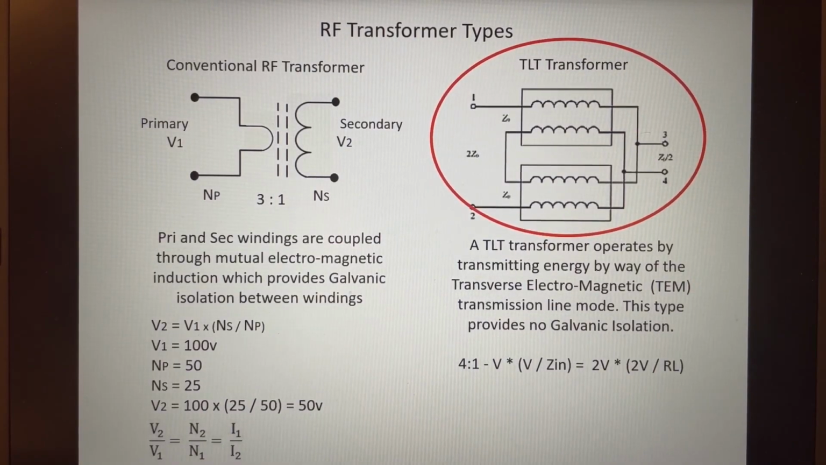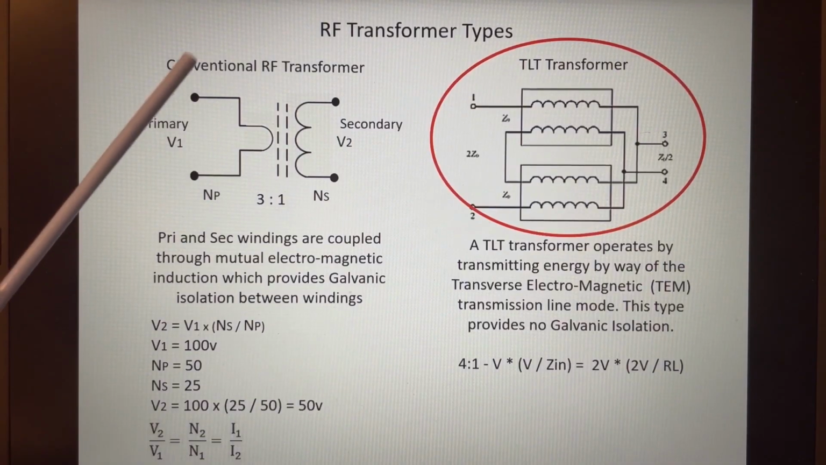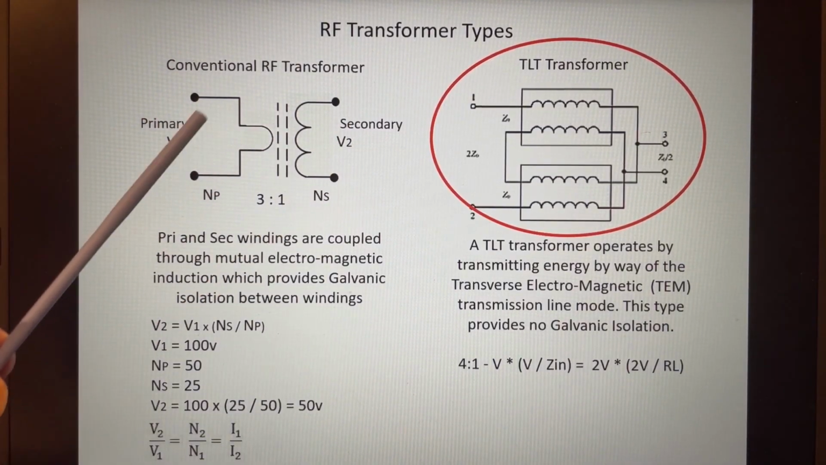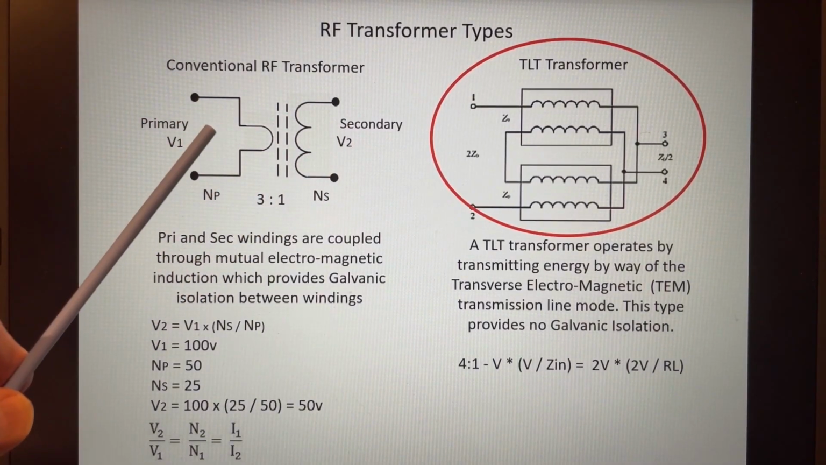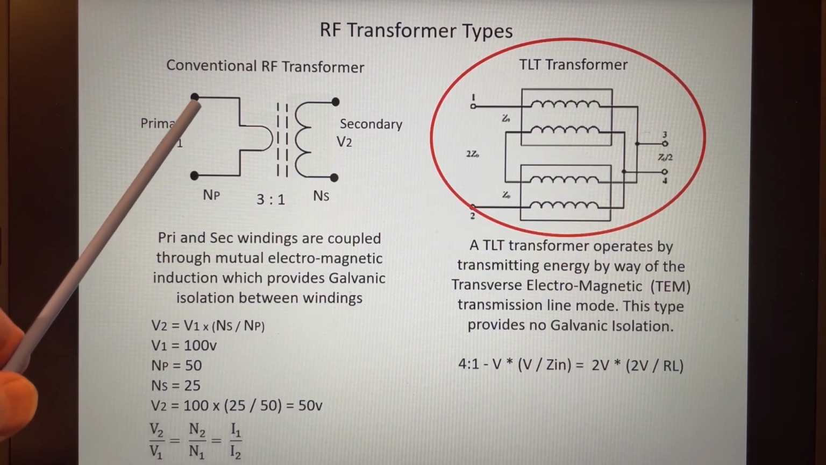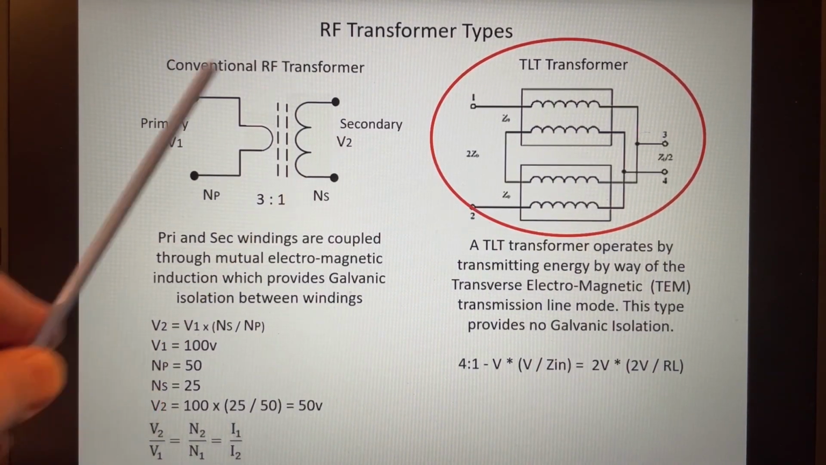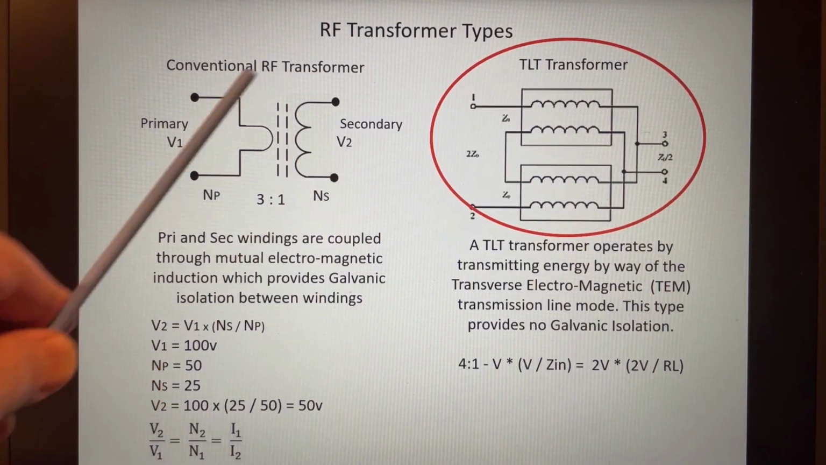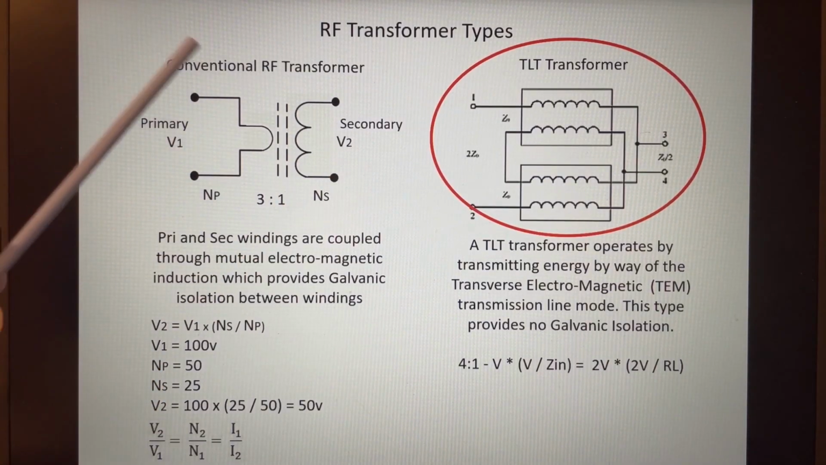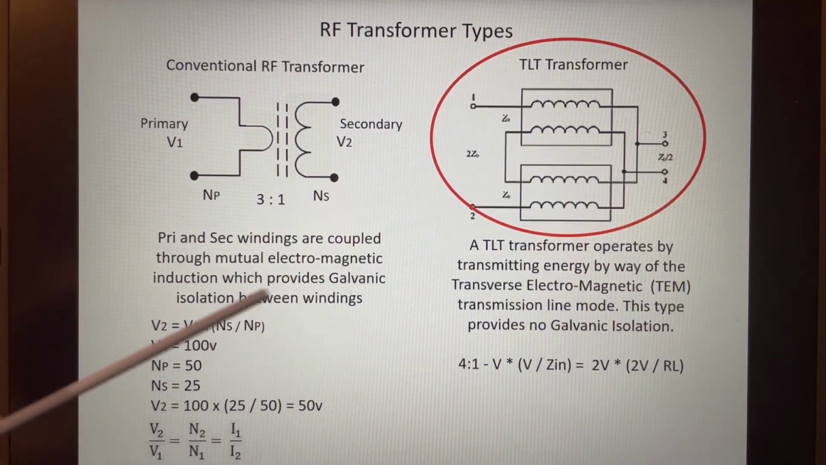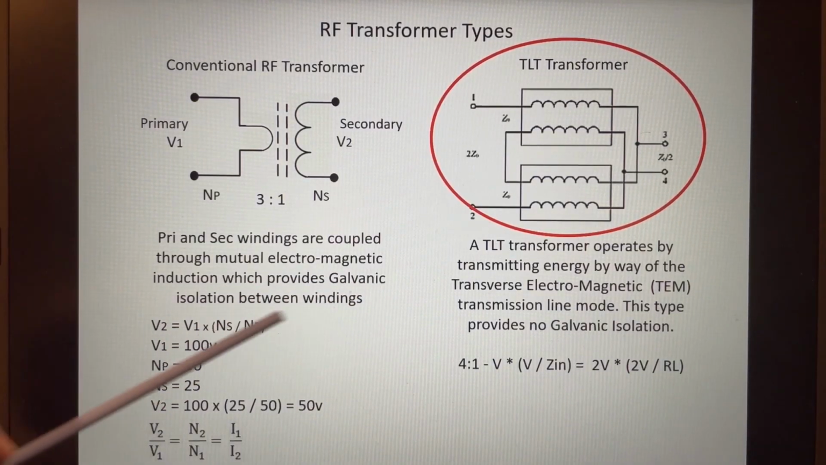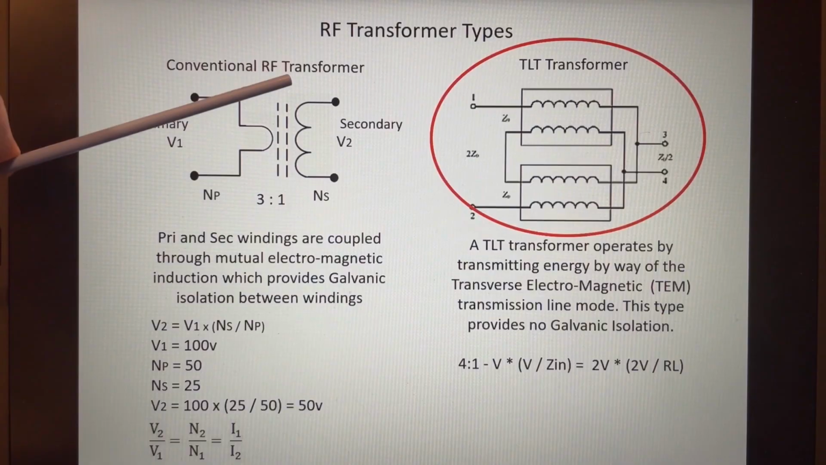You probably recall from part 1, we talked about a conventional RF transformer. This particular transformer basically has a primary and secondary, and it uses electromagnetic induction to induce a voltage from one winding to the other. This can be used for stepping up or stepping down the voltage, and we discussed this in part 1. This provides galvanic isolation between the windings, so the primary and secondary are completely isolated.